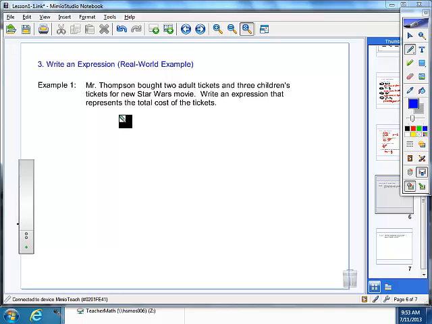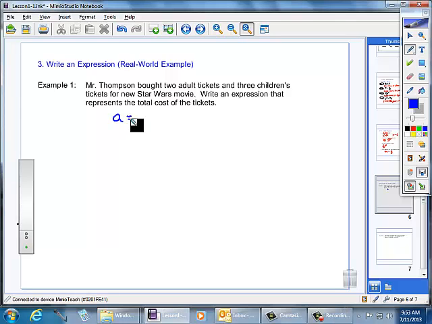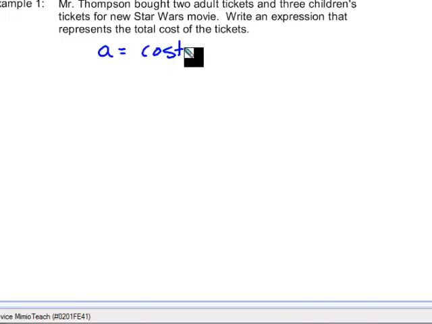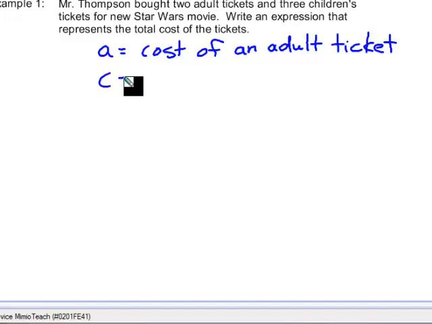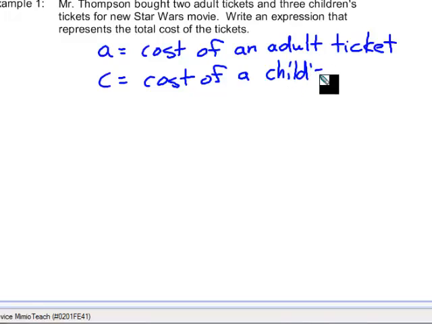Okay, for all word problems, we want to define the variable. What don't we know? We really don't know the price of an adult ticket or the price of a child's ticket. So that's what we're going to define it as. We're just going to say A equals cost of an adult ticket. And then C would be the cost of a child's ticket. That's just the cost of one of them.